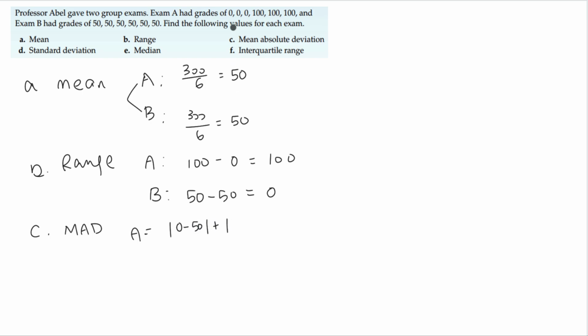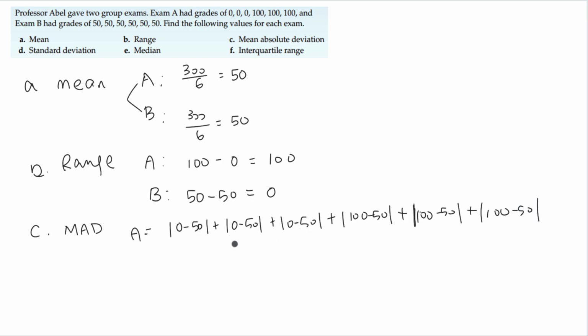plus, what's the second one? 0 minus 50. Third value is also 0 minus 50. And the fourth value is 100, 100, 100. So we can do the same thing here 3 times. 100 minus 50 plus 100 minus 50 plus 100 minus 50. This is the absolute value.